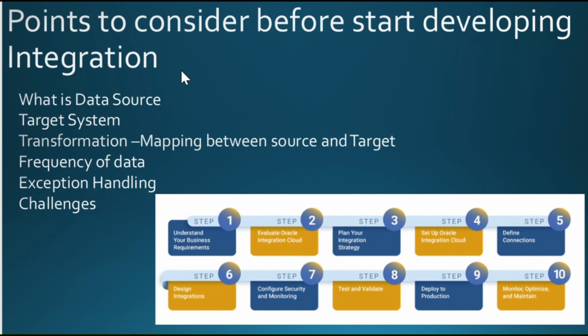Next one is the transformation. Once you are ready with your source data and target data, how are we going to transform the data, that is, how are we going to map the data between your source and target system? Here we can do one-to-one mapping between your source and target.